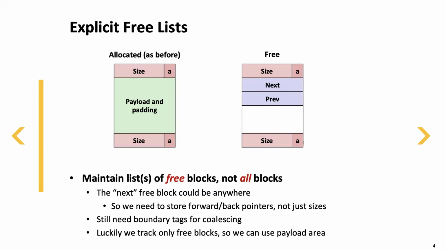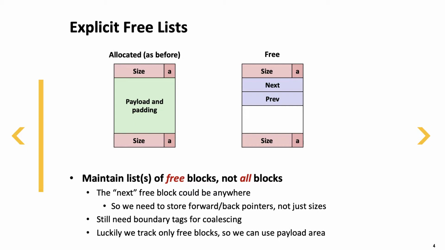Now, in an explicit free list, we're only going to maintain a list of the free blocks. We're not going to have to, again, examine every single block, right? We can kind of skip the allocated blocks because when we call malloc, we get a pointer, right? We know where those are. So there's no need to waste a bunch of time looking at those when I'm trying to search for a free block for my next allocation call. So in explicit free lists, we're just going to cut out those allocated blocks. We're only going to keep track of the free blocks.